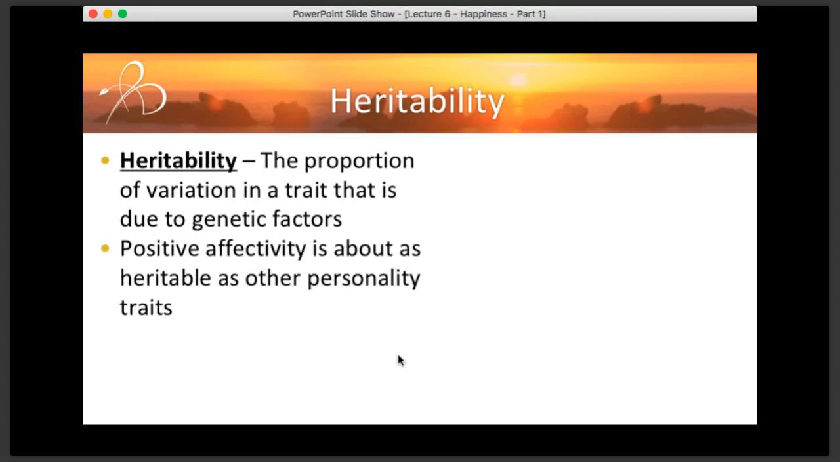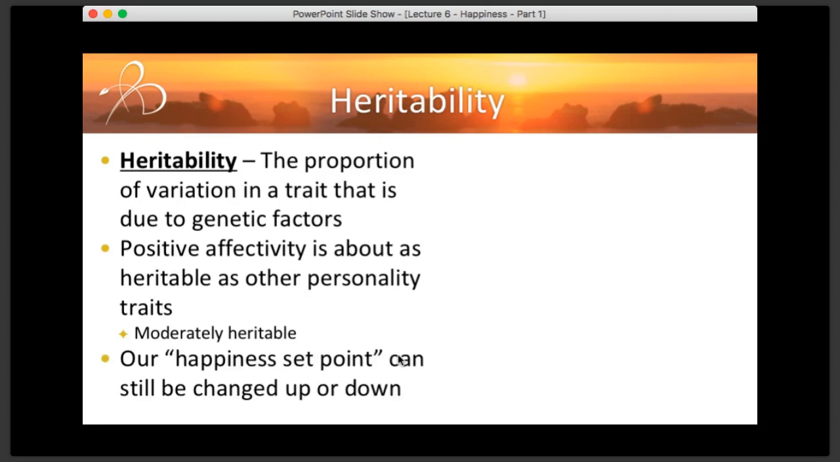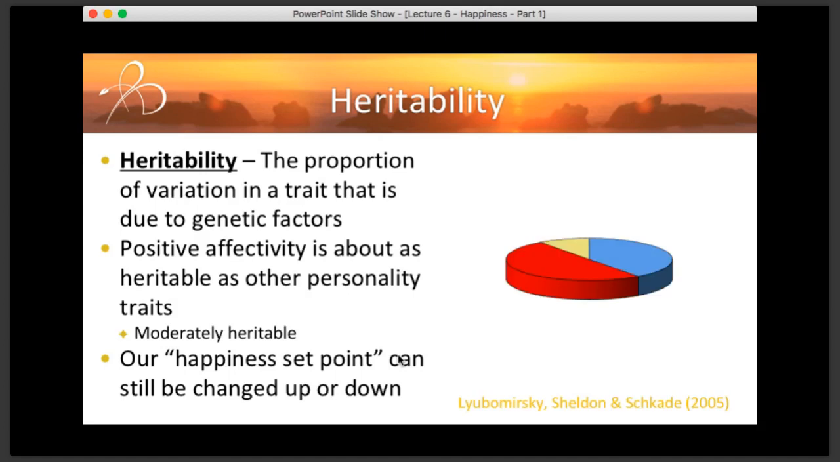So most personality traits are moderately heritable, somewhere in the 30 to 40 to 50% range. Heritability estimates come in decimals, so 0.3, 0.4, 0.5. Moderately heritable. And the idea is that our happiness set point can still be changed up or down.